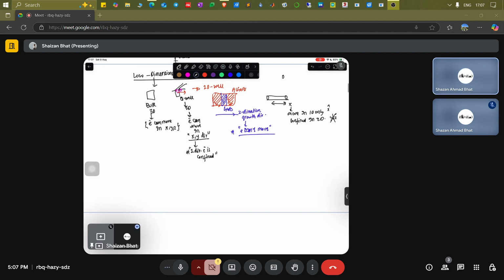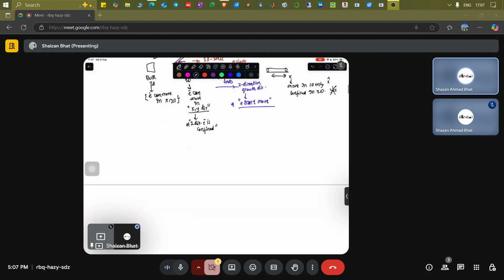And what happens to the optical properties? What happens to the optical properties? Particularly, we are looking for the absorption of the light. What happens to that if we talk about going to the low dimensional semiconductors?